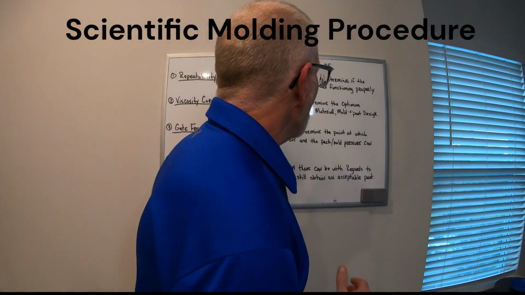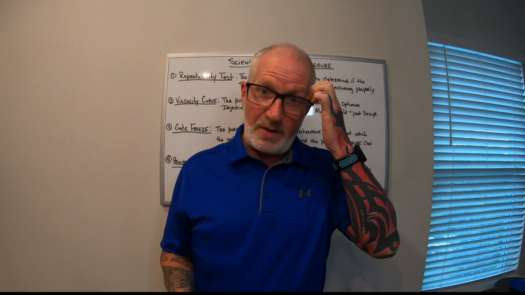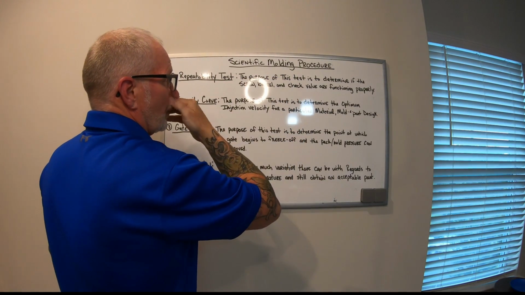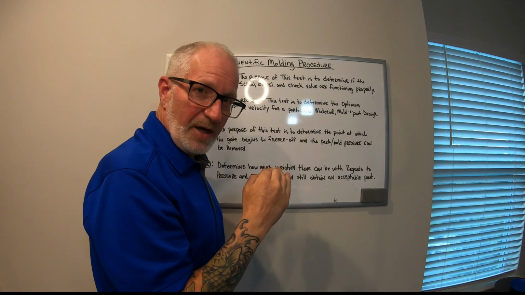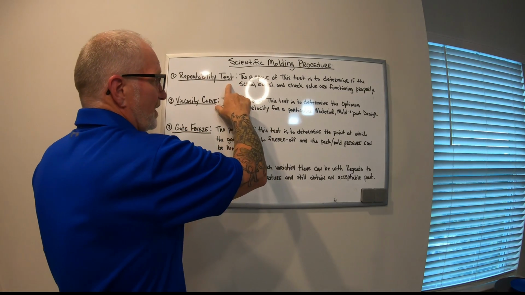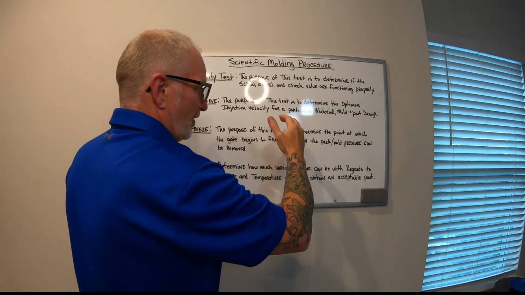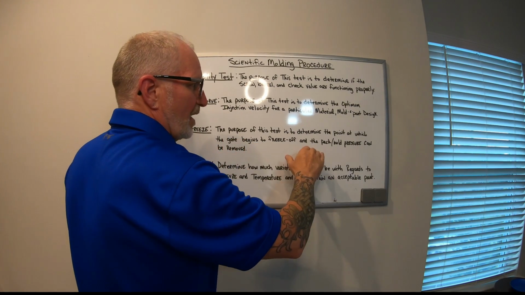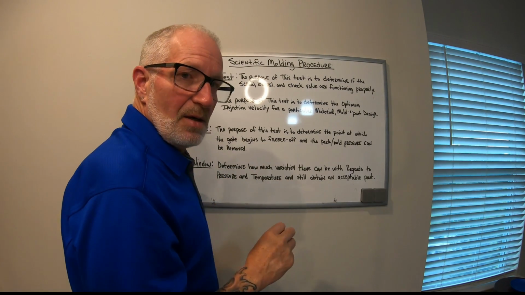So today's video, we are actually going to go over the scientific molding procedure, and what you have to do whenever you get a brand new mold and what happens on that. So these are some of the steps that you would follow on doing a brand new scientific mold procedure. Each one of these we'll go over step by step each week. So next week, I'll do the repeatability test and show you how to do a repeatability test. The next week, we'll go over a viscosity curve and show you how to do a viscosity curve. The next week, we'll go over a gate freeze and show you how to do a gate freeze study. And then the last one, we'll go over process window, okay, guys? So let's jump into this.